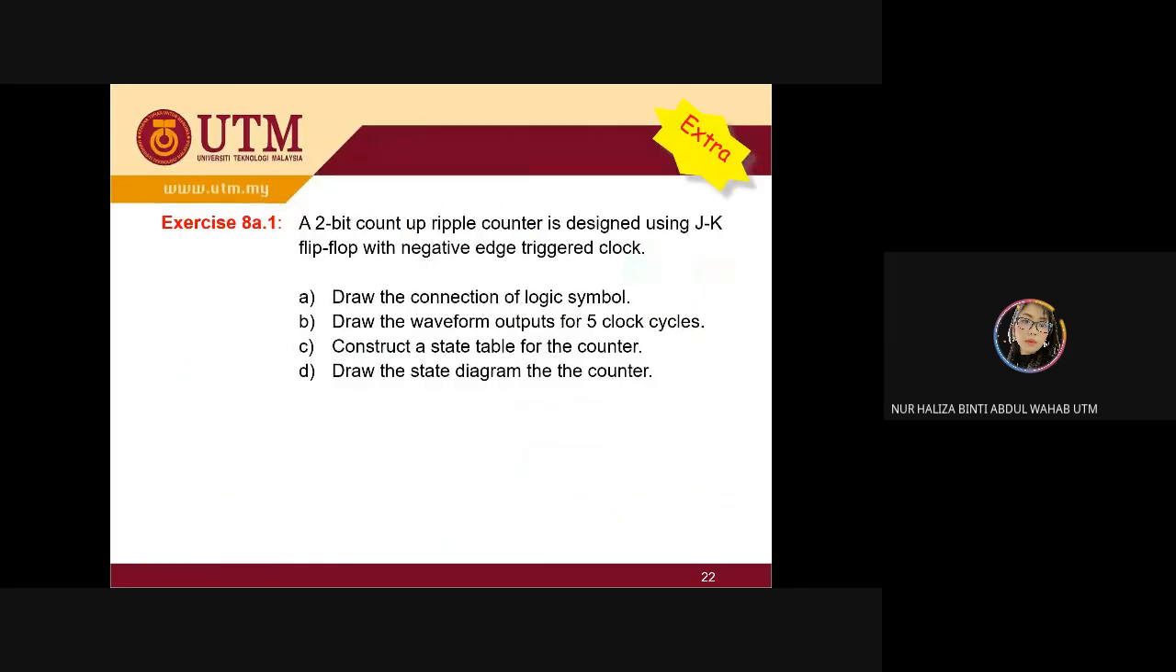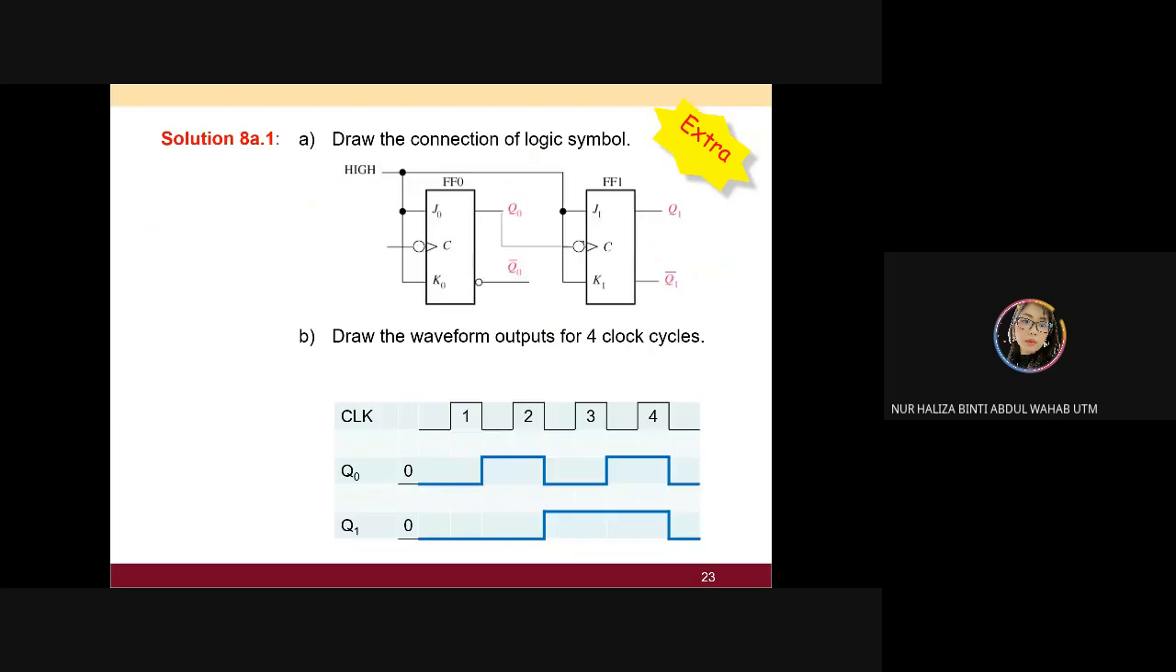Okay, so yesterday we already looked into this example. For this example, it's very easy because this is just 2 bits, 2 flip-flops only. It's very easy for you to get the answer, especially when you can see the connection is just for the queue.